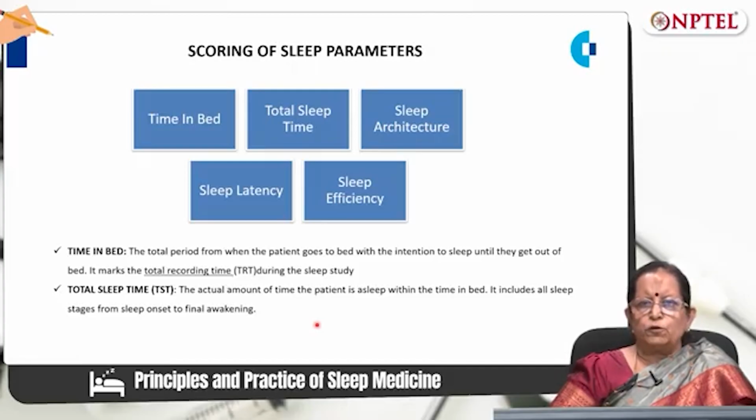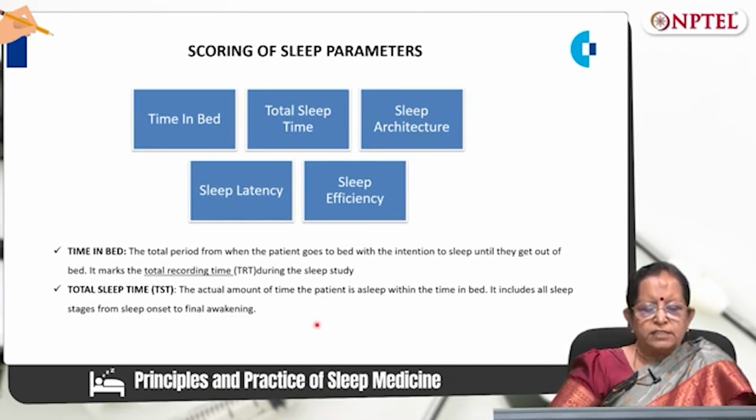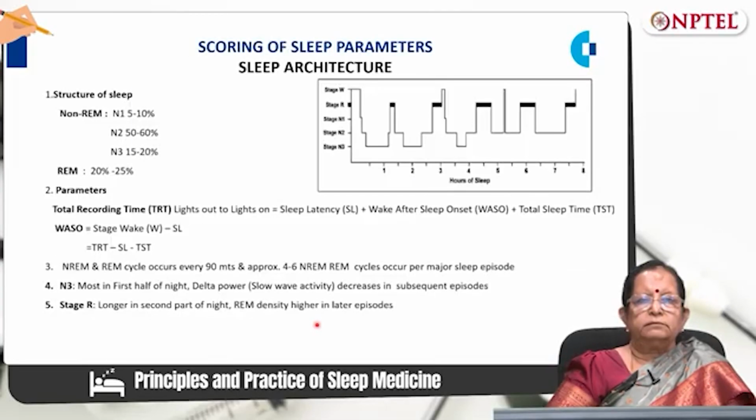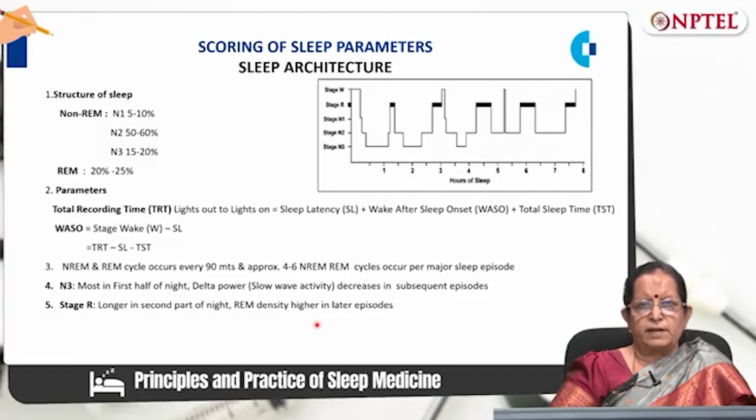This is different from total sleep time. What is total sleep time? Total sleep time is the actual amount of time the patient is asleep. This will be judged by the sleep stages. It includes all sleep stages, from the onset of sleep to the final awakening. Then we talk about the term sleep architecture. What is sleep architecture? It is nothing but the stages of sleep, and how much time each sleep stage takes.